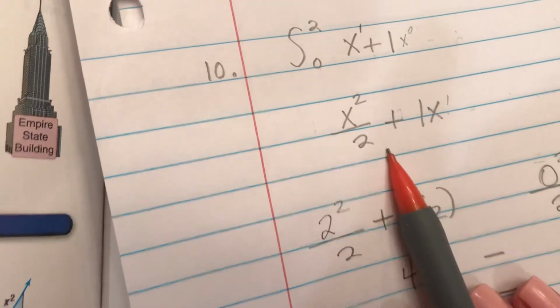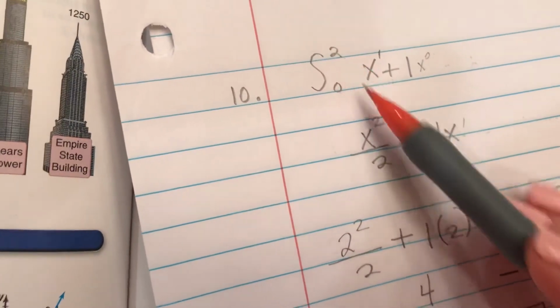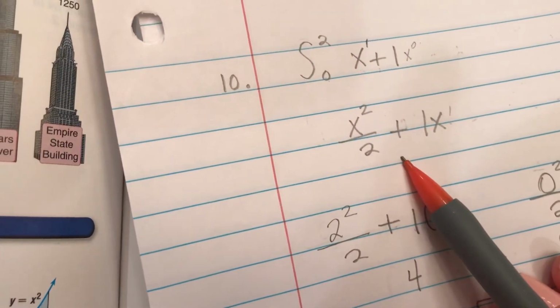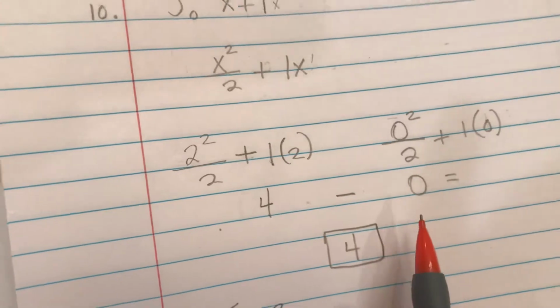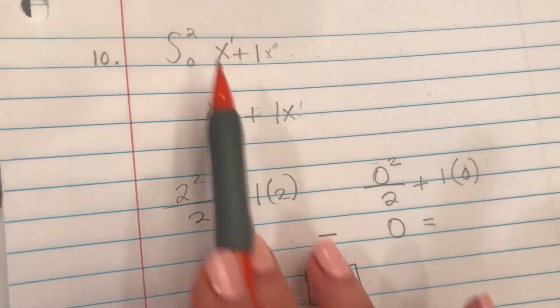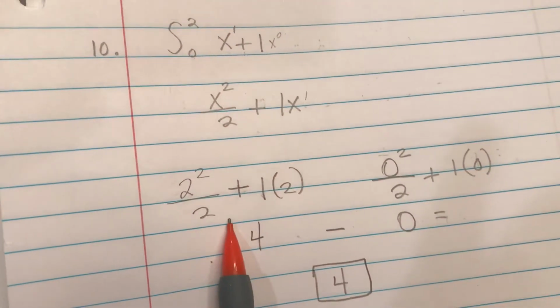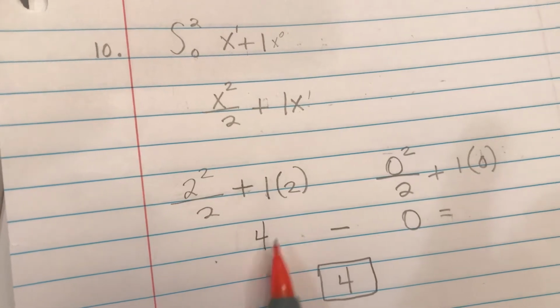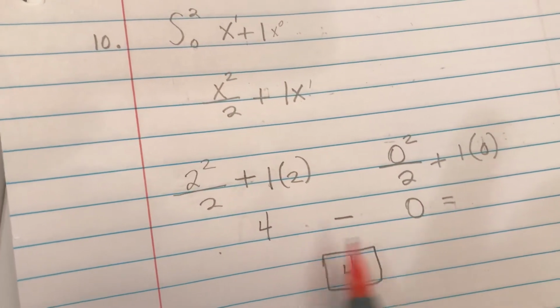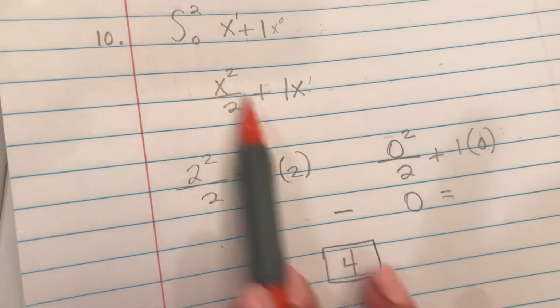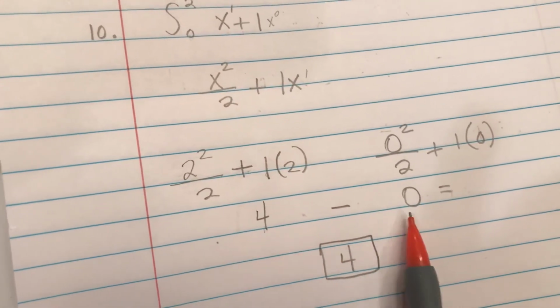All right, so what you're going to do, you're going to plug in the top number to your new antiderivative function here. You're going to plug in the bottom number over here. And then you're going to subtract what you get. You always subtract. So the top number, plug that into your new antiderivative, see what you get. Plug in the bottom number right here, and then you just subtract. So when I did that, I got 4. When I plugged in 0, I got 0. And then 4 minus 0 is 4.